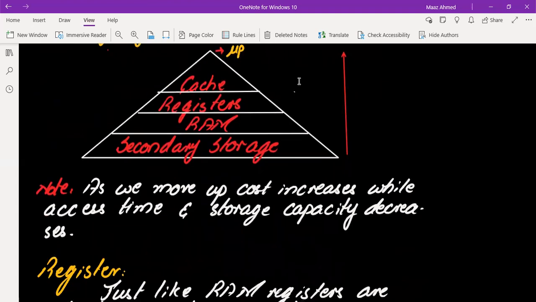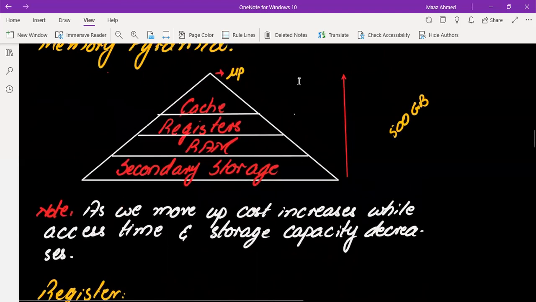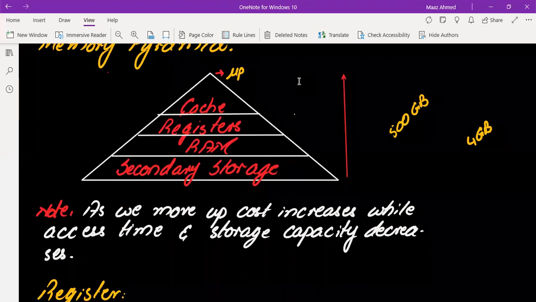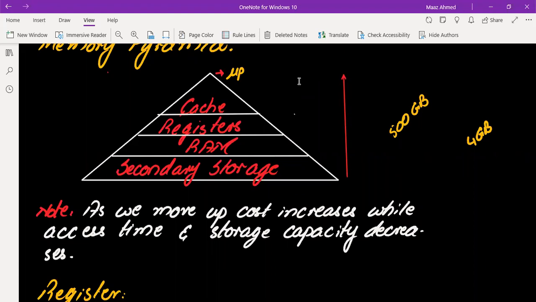It says, as you move to the peak or to the top, the cost increases. It's quite easily understandable that in Pakistani rupees, a 500 GB hard disk drive, HDD, you may find for approximately 2,500 or 3,000 rupees. But a 4 GB RAM, you see at one place it was 500 GB, and at the other end it's just 4 GB of RAM. And this 4 GB of RAM costs approximately the same as the 500 GB.